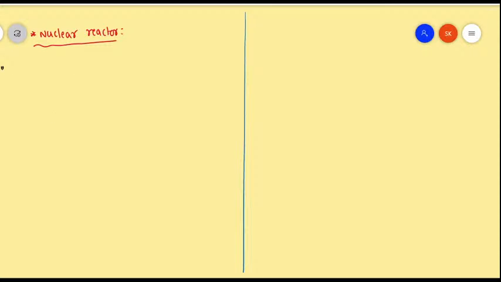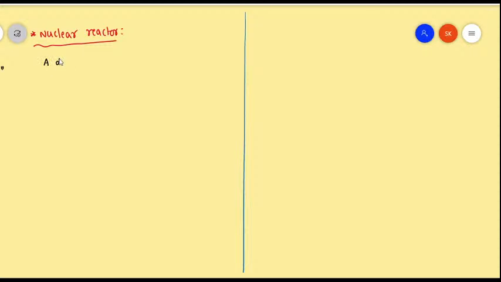Right. A nuclear reactor is a device in which nuclear fission can be carried out through a sustained and controlled chain reaction. That is called a nuclear reactor. It works based on the chain reaction. Okay, I will write the definition of this one.